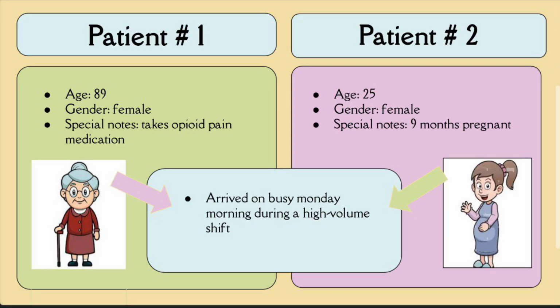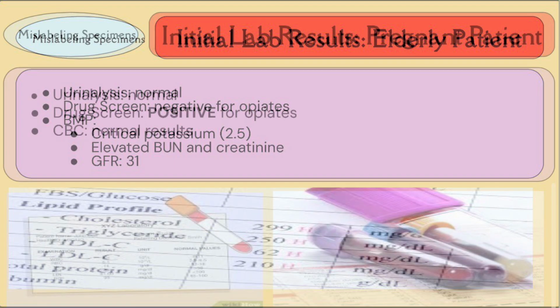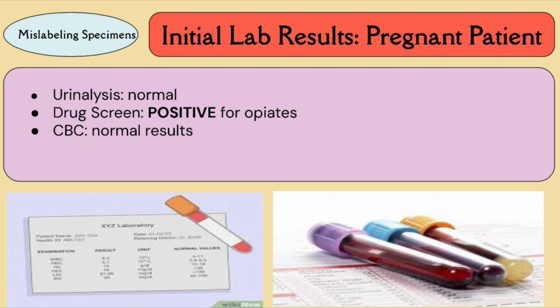Both arrived on a very busy Monday morning during a high-volume shift in the ER, creating a risk for misidentification. The elderly patient's Monday results showed a normal urinalysis and a drug screen that was negative for opiates. However, her metabolic panel showed critically low potassium and decreased kidney function, which suggested renal impairment consistent with chronic kidney disease. The pregnant patient had very similar urinalysis results and had a normal CBC.